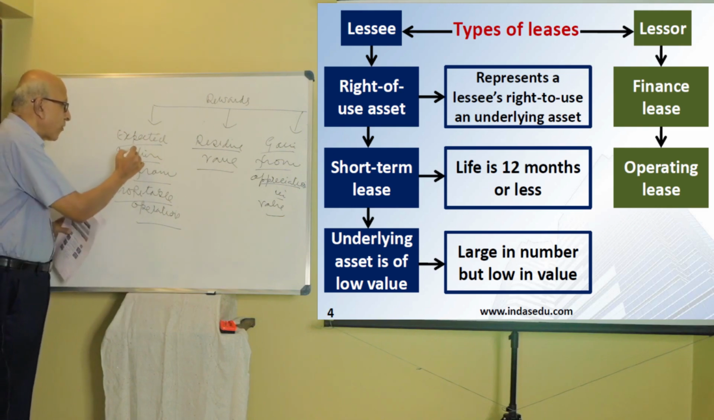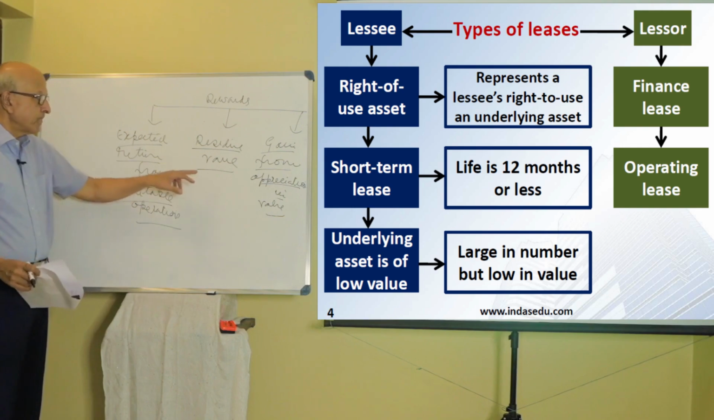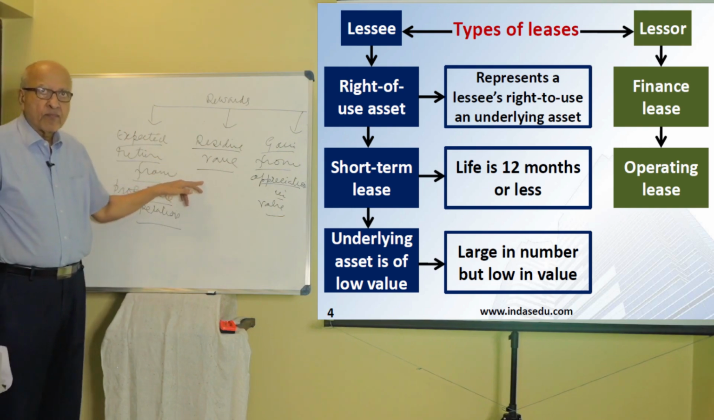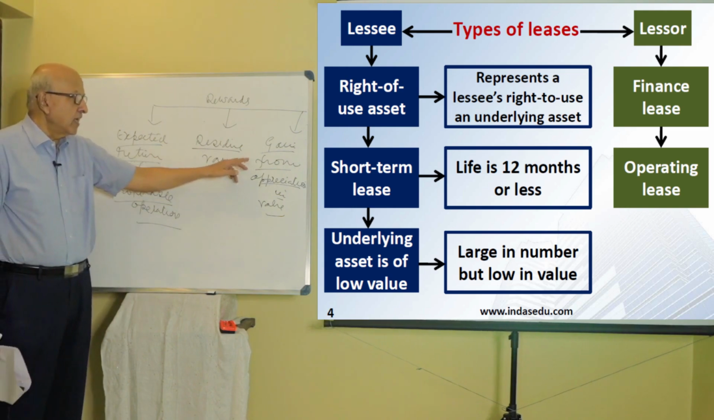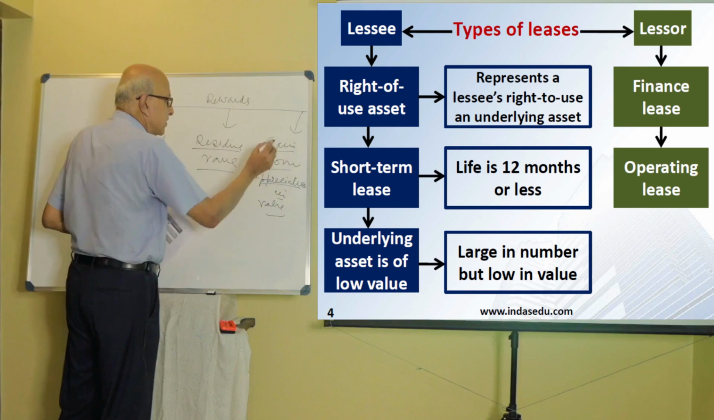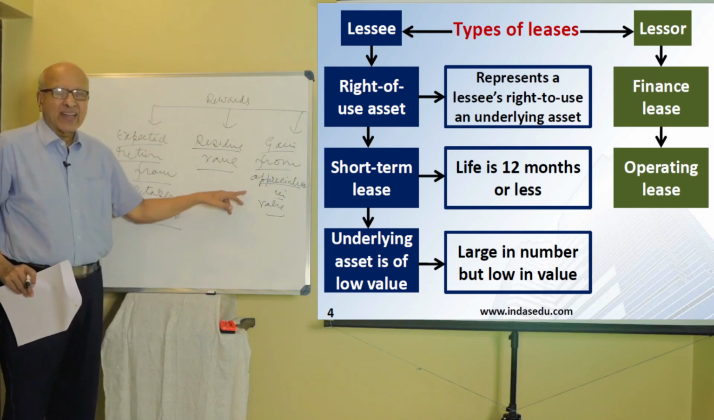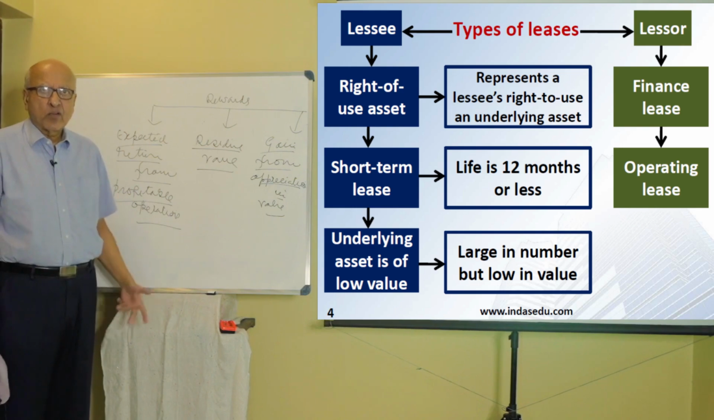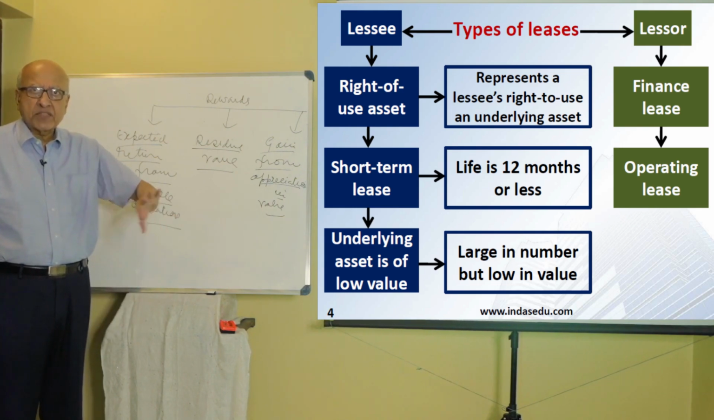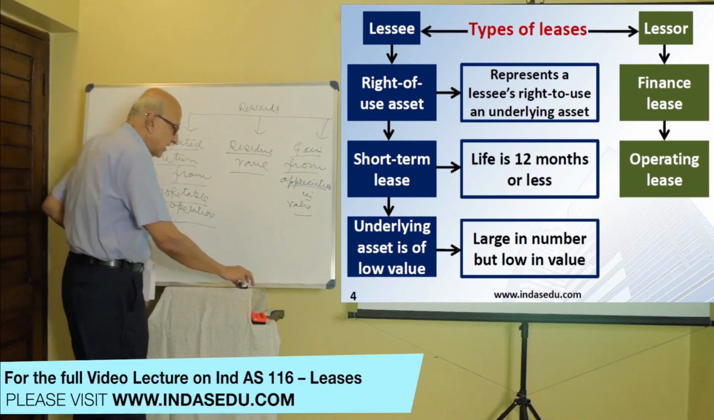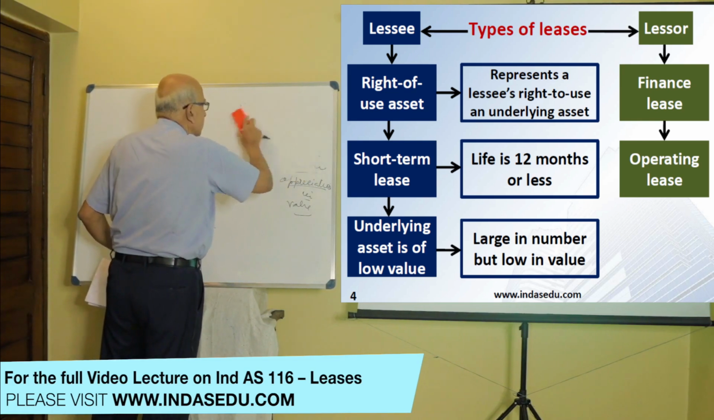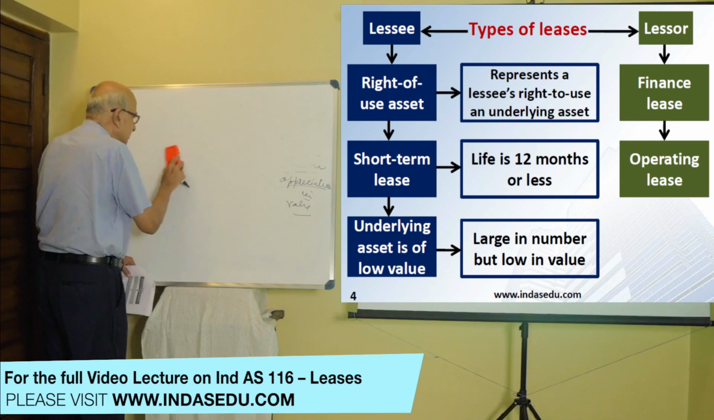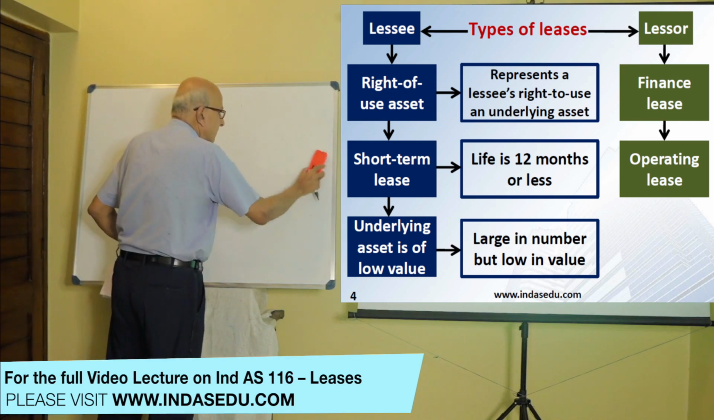So there are three things: expected return from profitable operations, residual value, I expect to realize some amount when the asset is discarded at the end of the lease term, and thirdly, there may be some gain in appreciation in value, some holding gain. I have taken something on lease, one land for 20 years. There is some holding gain, appreciation in value. So risk and returns are the main thing. When these are transferred, it is finance lease. Not transferred, it is operating lease.